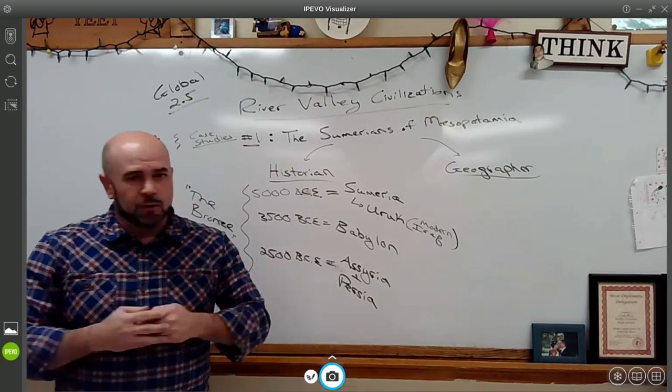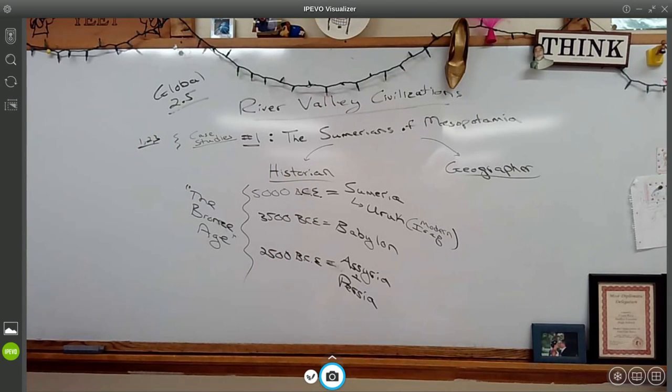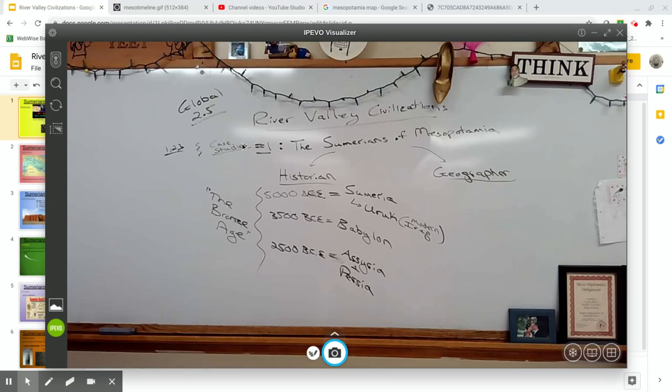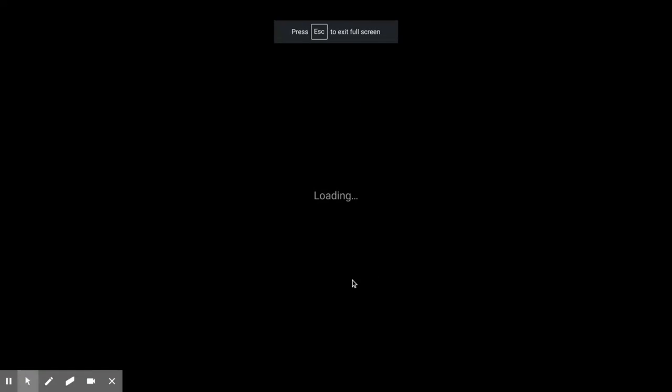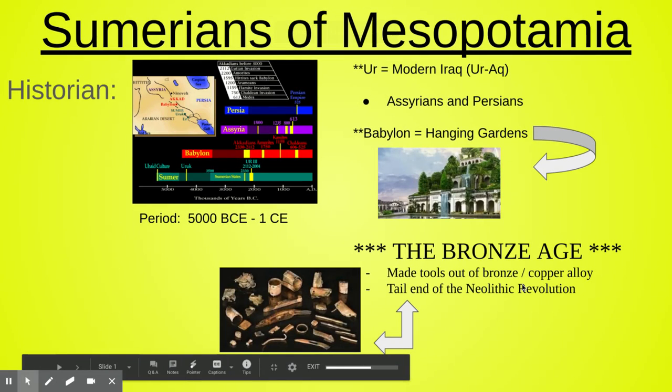Okay, so this is our Bronze Age. Again, historians are always interested in the timeline setup, and that's the basic timeline setup. If we swing over to the geography, I'm going to cut back to our slideshow. So here, we'll take a look at some of these bronze tools. They made tools out of bronze and other copper alloys, and this is the tail end of the Neolithic Revolution as it turns into the Bronze Age.